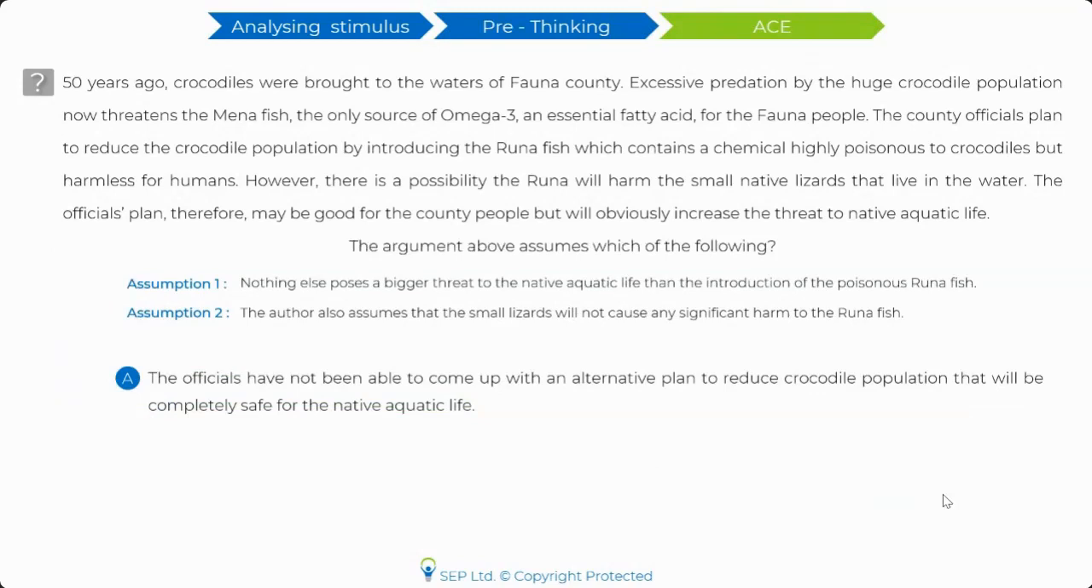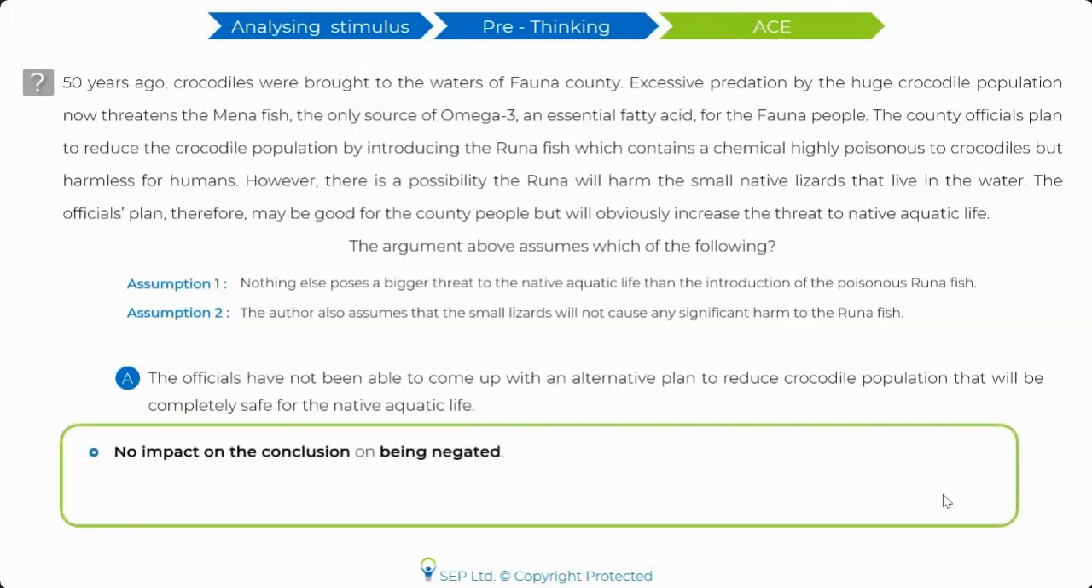Okay. We have two assumptions: that nothing else poses a bigger threat than the introduction of the tuna fish, and assumption two, that the small lizards do not cause any significant harm to the tuna fish. Now, again, A talks about an alternate plan. The officials have not been able to come up with an alternative plan to reduce crocodile population that will be completely safe for the native aquatic life. Does this have to be true? Even if the officials have not been able to come up with an alternative plan, introducing this plan might increase the threat.